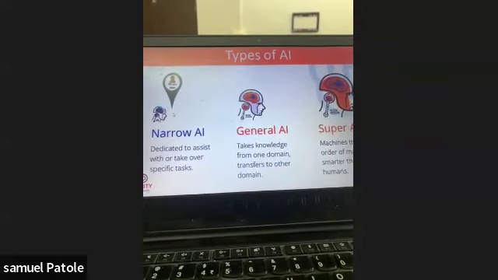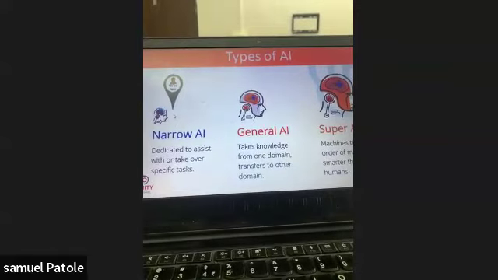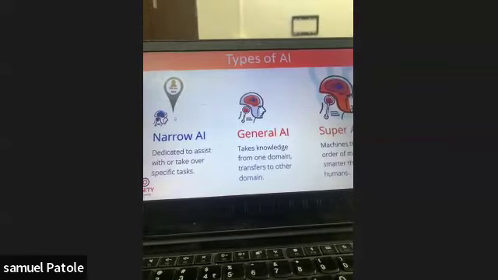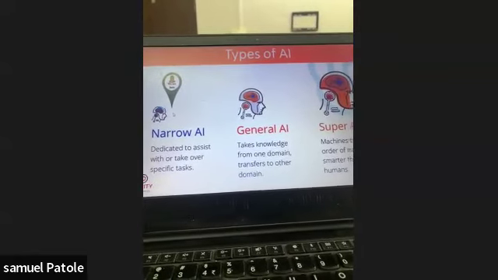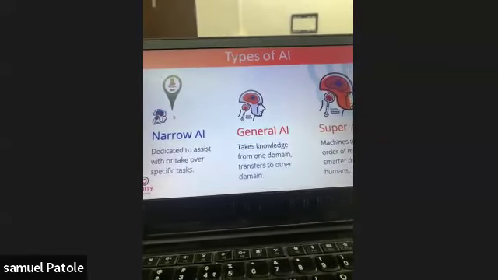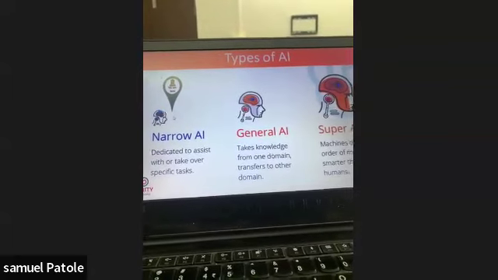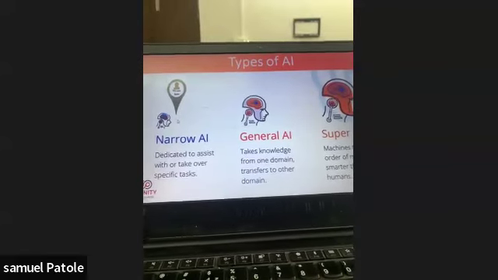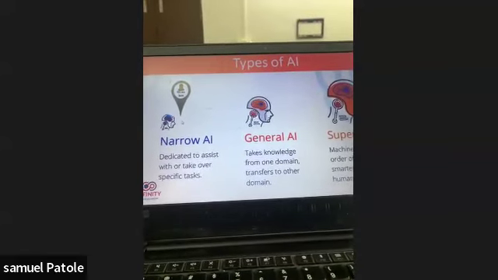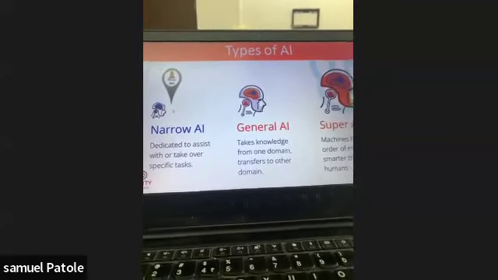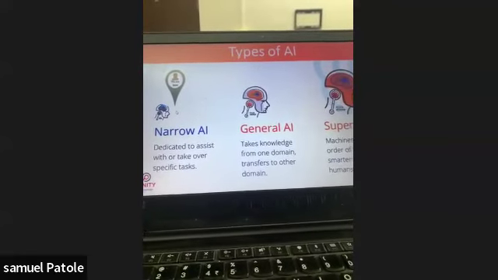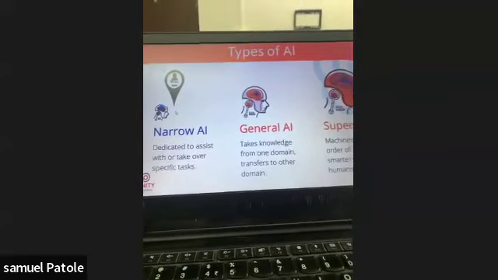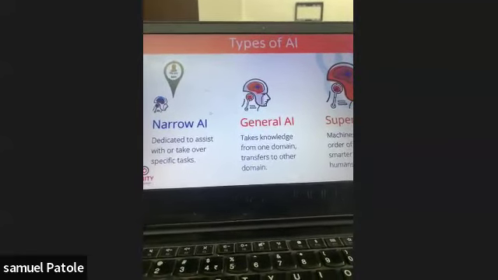General AI takes knowledge from one domain and transfers it to another domain. That is what we are doing in our education system now. You are going to schools, you are going to colleges, you are learning something, and you are applying that knowledge to your respective fields. You are learning many things, but you know how to apply that knowledge in different segments. So that is what general AI is, and we have not reached general AI up till now. It will take more like 10, 15 years to get there.